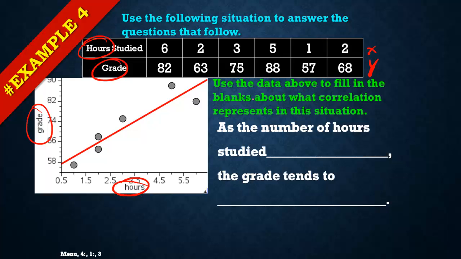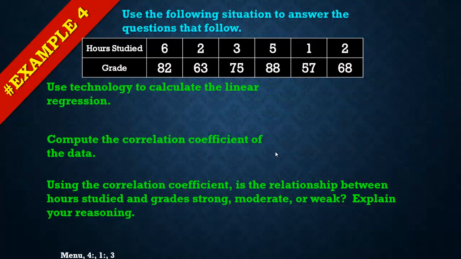Use the data above to fill in the blanks about what correlation represents in this situation. The data is kind of all over the place, which is why this comes in handy, because we can look and see that as the hours studied increases, the grades tend to also increase. Whatever your independent variable is, that's the one that always increases. So as the number of hours studied increases, grade tends to increase as well, which is very true.